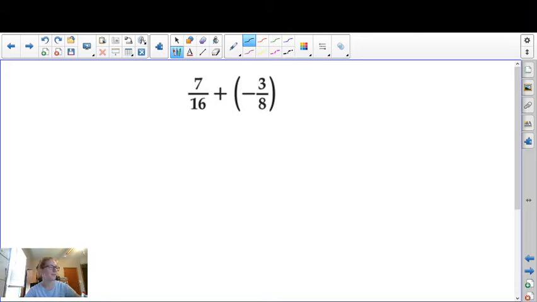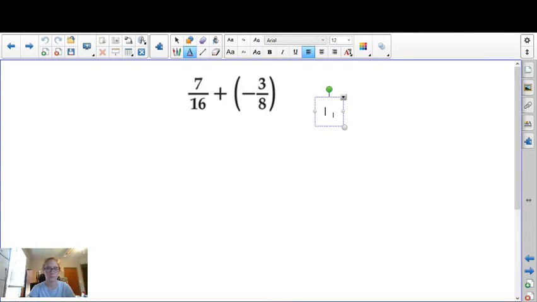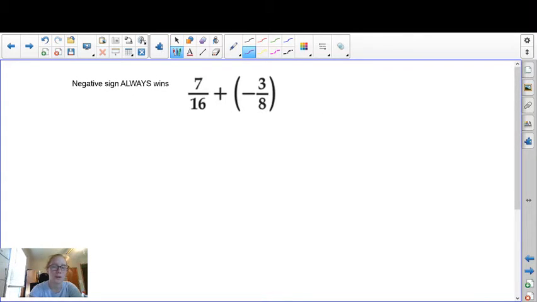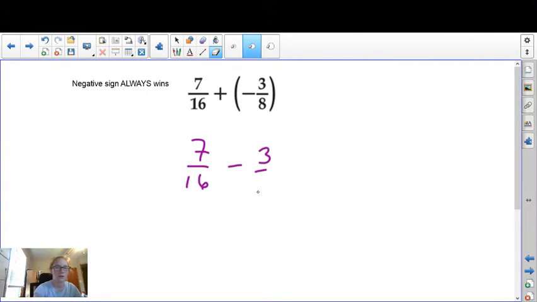Again, I have a plus negative. So my negative sign always wins. We are going to end up taking 7 over 16 minus 3 over 8. And we just did several of these problems, and I was trying to just fix my 8, because it doesn't look like the best 8 in the world.